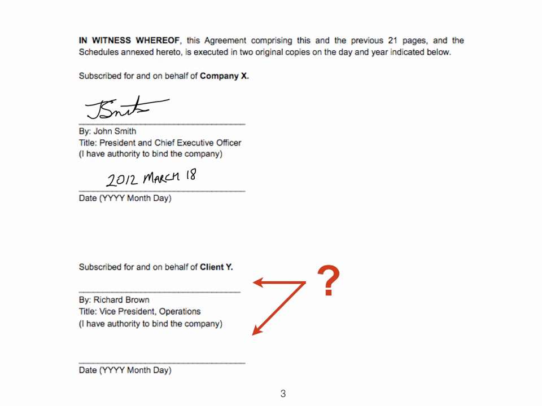A lot of smart contracts now have this wording below the signature line: authority to bind the company. This wording serves as a reminder to the person who is actually signing the contract that they must have the authority to commit to the terms of the contract that they are about to sign. Basically, the client, by signing it, says, yes, I can pay for this product or service that I'm about to receive. And then subsequently, the company representative is also saying, yes, I can deliver the product or the service as it is outlined in the contract.